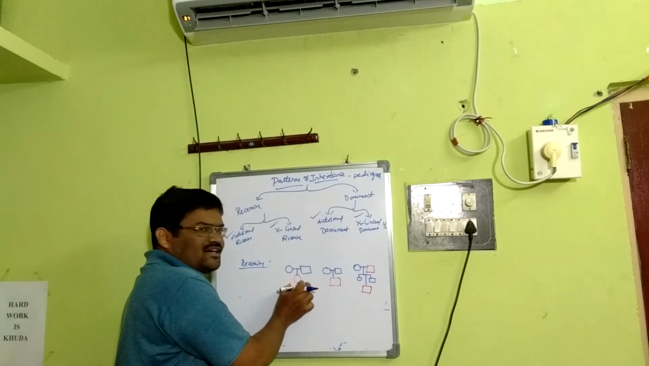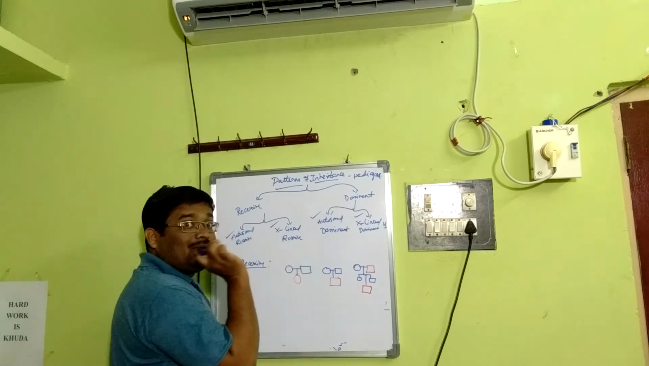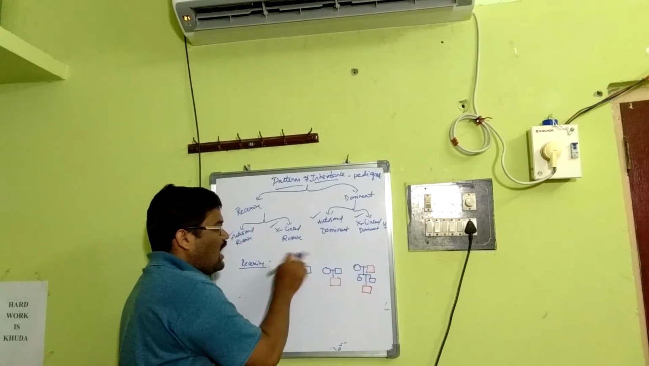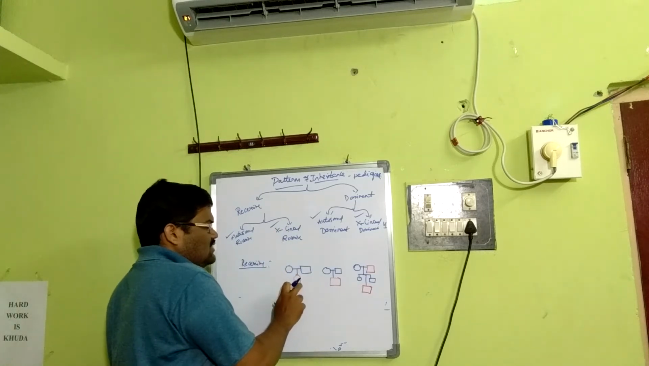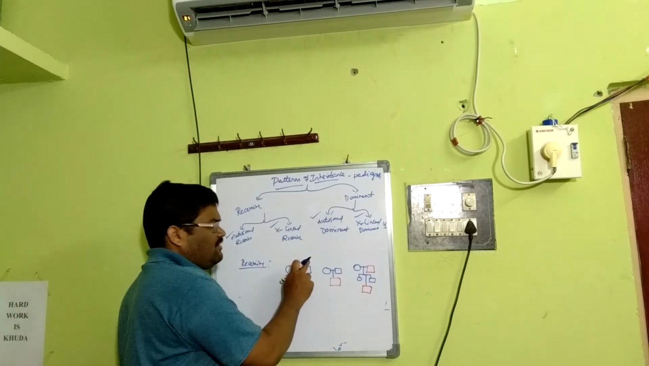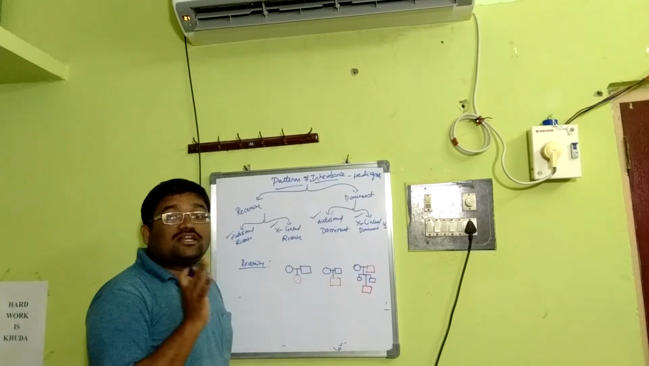Here, in the recessive pattern, the fundamental principle is that the affected individuals have unaffected parents. So you can see, an affected individual, both parents are unaffected. Affected, both parents are unaffected. Affected, both parents are unaffected. This is a general pattern.